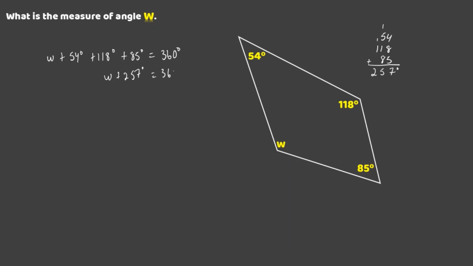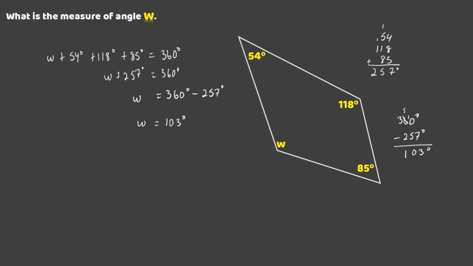And I'm now going to take that 257 degrees and subtract it from our 360 degrees. So 360 degrees, subtract 257 degrees. I'm going to borrow from my 6, making it 5. 10 subtract 7 will give us 3. 5 subtract 5 will give us 0. And 3 subtract 2 would give us 1. So my angle W is equal to 103 degrees.